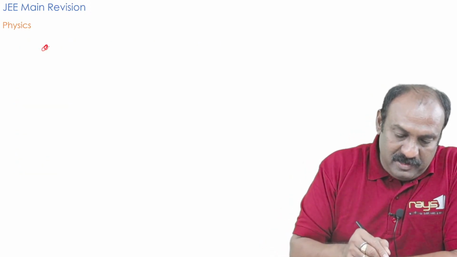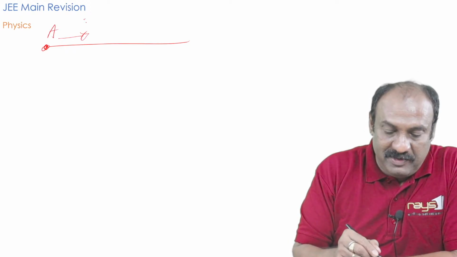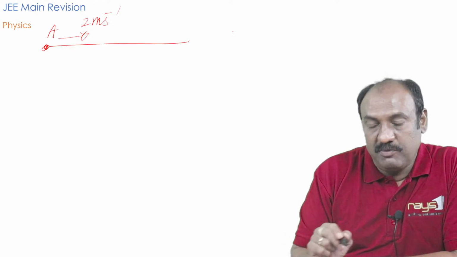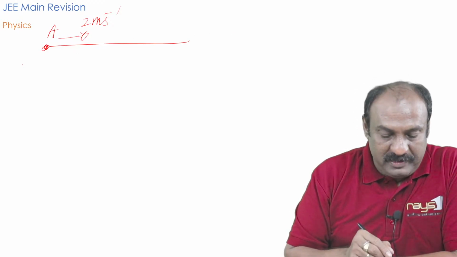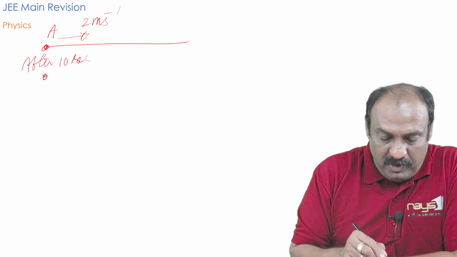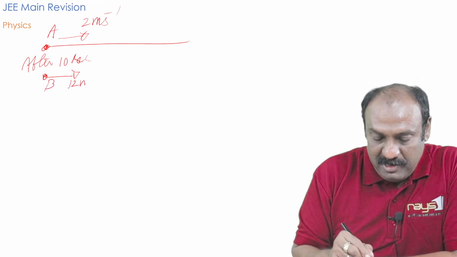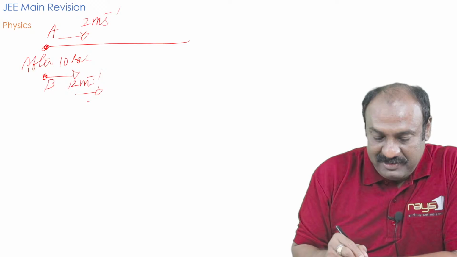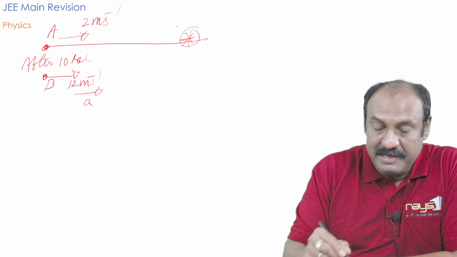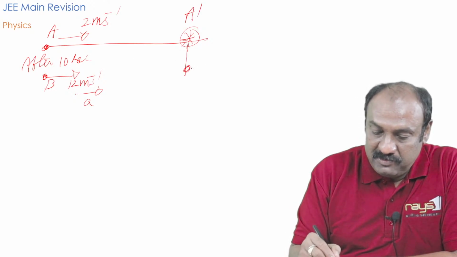So here from certain point, A moves with initial velocity 2 meter per second and continues to move along this path. So after 10 seconds, body B begins to move along same path, with speed 12 meter per second and with same acceleration. Then after some time here, A is suppose at this position, B is at the same position, so it has to overtake.